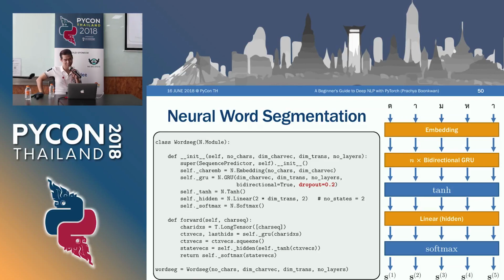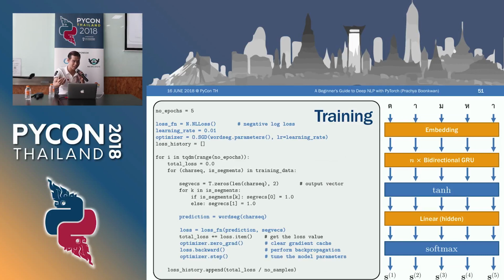Last but not least, training. When we train it, we've got to have a data set for training the word segmentation. And it's really easy. For each instance, you've got to have a sequence of characters. That's the first thing. The next thing, you've got to have a sequence of the same length, identifying for each position if it's a boundary or not. If it's a boundary, it's true, otherwise it's false.